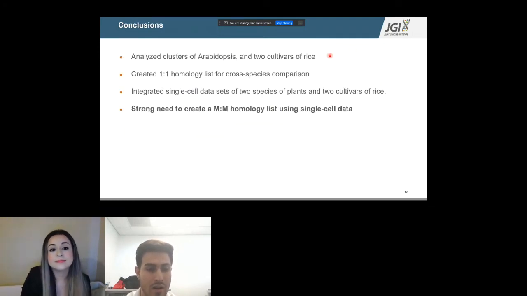So to conclude, we analyzed clusters of Arabidopsis and two cultivars of rice, created a one-to-one homology list for cross-species comparison, and integrated single-cell data sets of two species of plants and two cultivars of rice. There's a strong need and desire to create an M-to-M homology list using the single cell data.